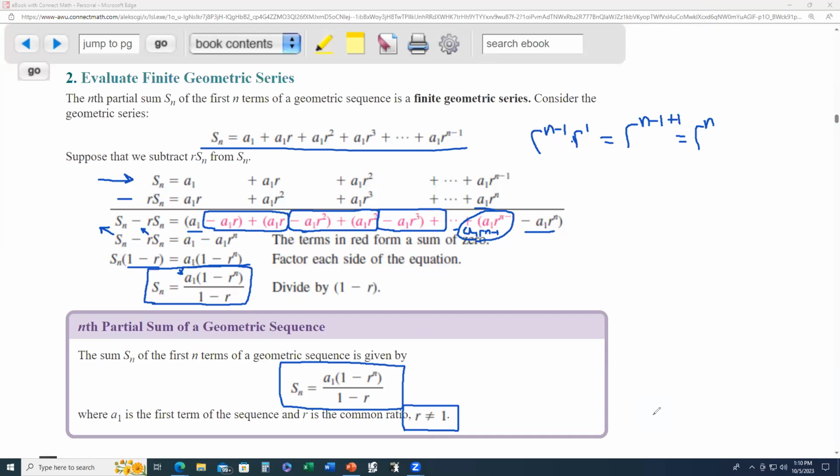Just be 0. And you can never divide by 0, can you? Division by 0 is undefined. For that reason, the common ratio of a geometric sequence cannot be 1, ladies and gentlemen, if we are to use this formula, simply put. Okay. All right, so that's where the formula comes from.